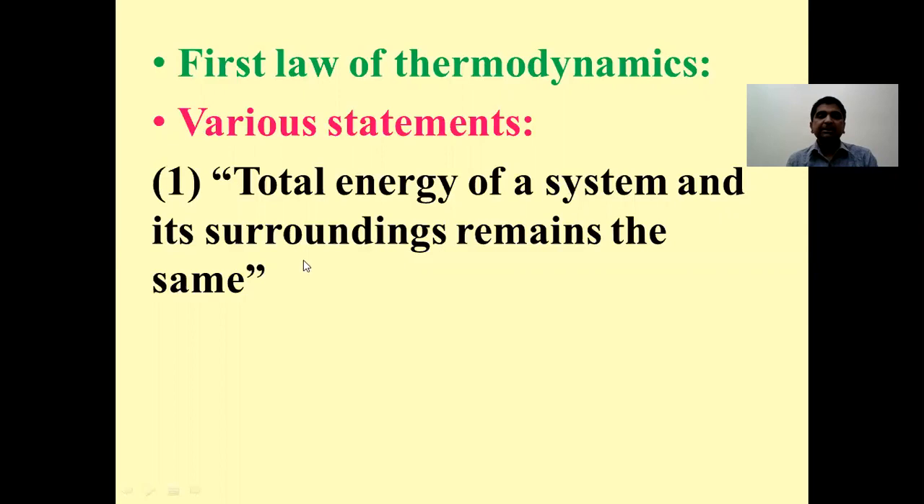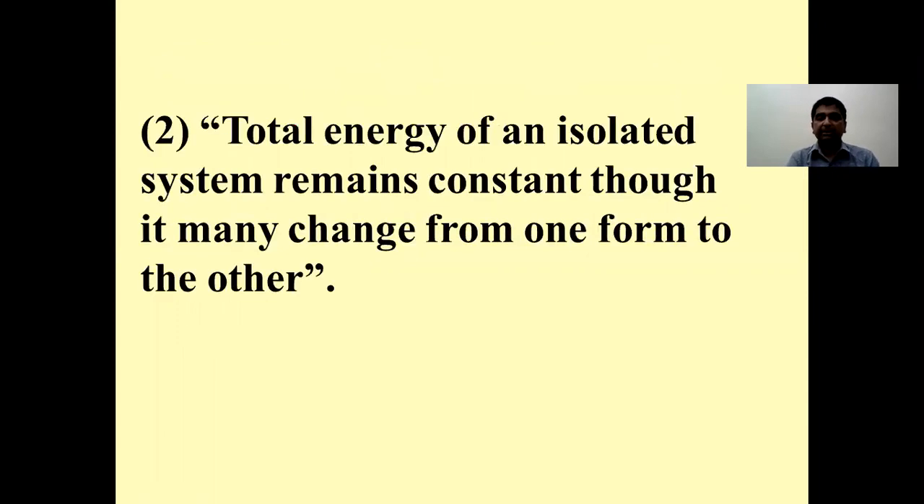Coming to the statements, the very first statement of the first law of thermodynamics is that total energy of a system and its surrounding remains the same. Total amount of energy of a system and its surrounding remains the same. That is, the sum of energy of system and the energy of surrounding remains constant. So this is one of the forms of the first law of thermodynamics.